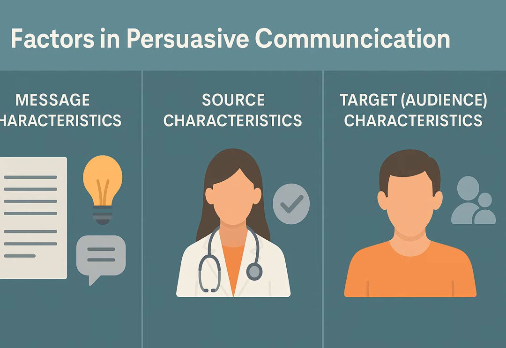So, like, if I'm really paying attention to the facts and the logic behind an argument, I'm taking that central route. What about the peripheral route? How's that different? With the peripheral route, you're more focused on cues that are, well, more superficial, more about the style of the message than the substance.